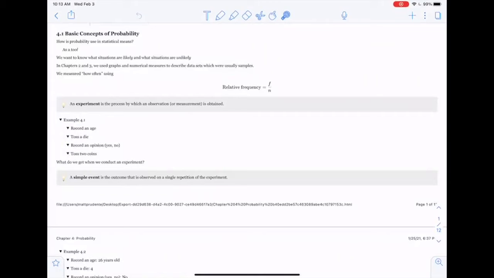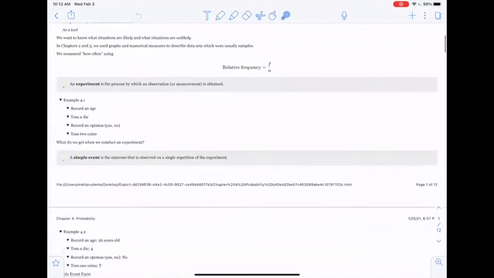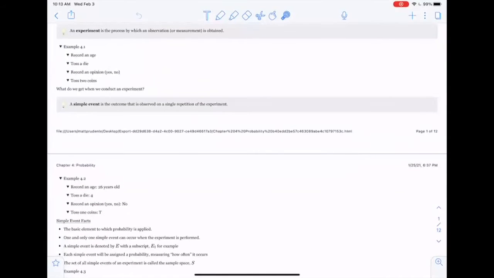And when we conduct an experiment, these outcomes are what we call events. And so we can say a simple event is an outcome that is observed on a single repetition of the experiment. So that would be recording an age and getting someone that's 26 years old, tossing a die and seeing a 4, recording some preference opinion and getting no, or if we're going to toss 2 coins, one outcome, a simple event, is tossing one of those 2 coins and getting tails.